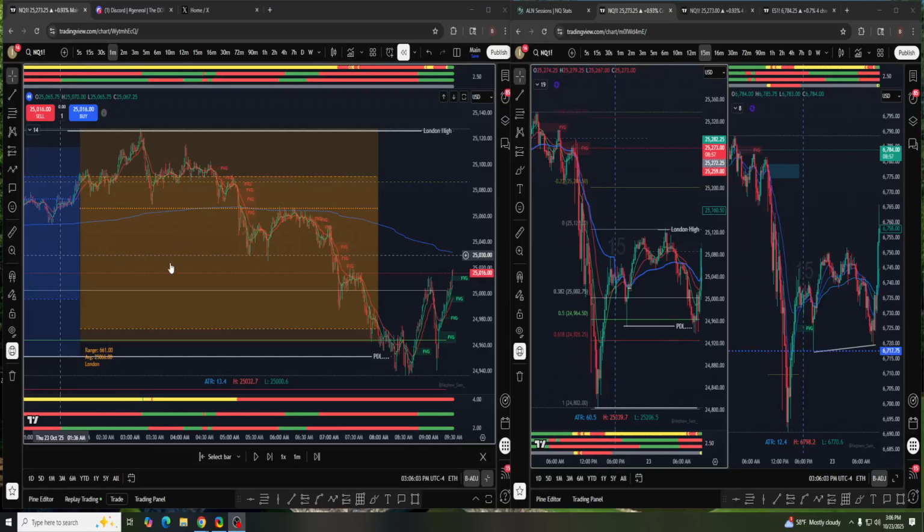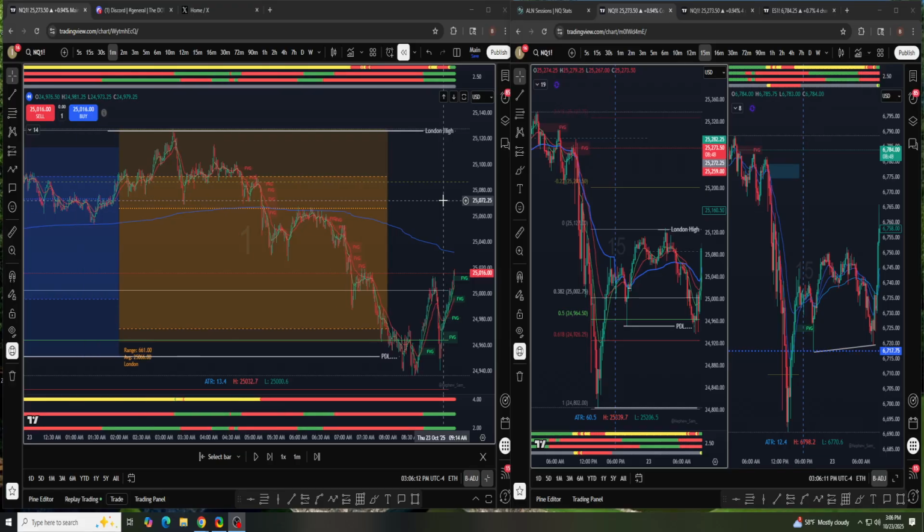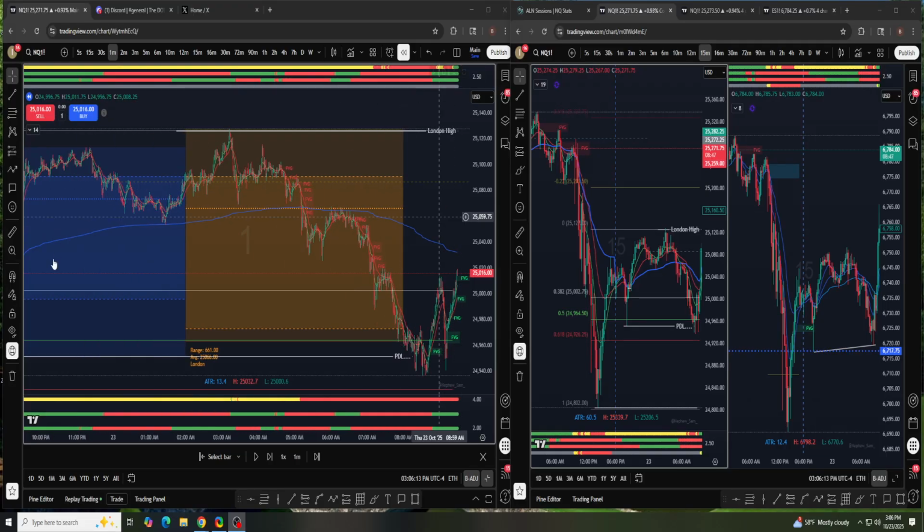Hello, everybody. This is a recap for the DOTS Bias Trading Indicator. Today is Thursday, October 23rd. A pretty straightforward day. This is market replay. Left-hand side, this is a 1-minute execution chart. And on the right-hand side, I have a 15-minute chart of the NQ and the ES.